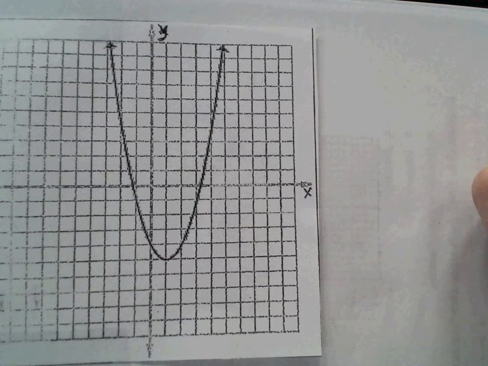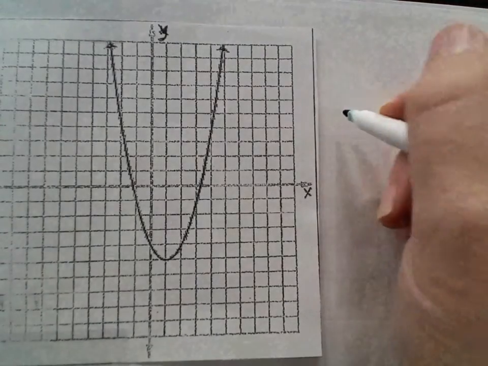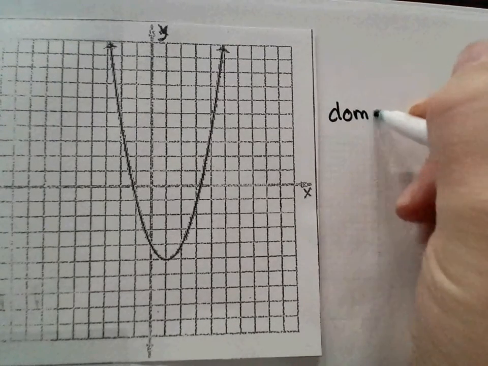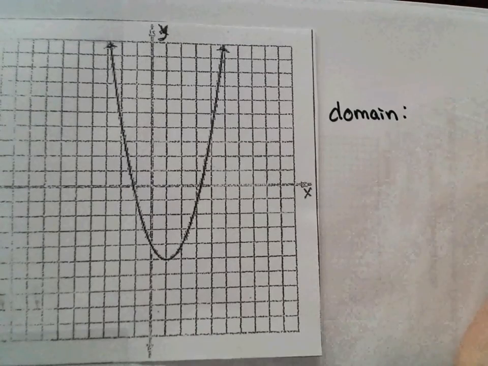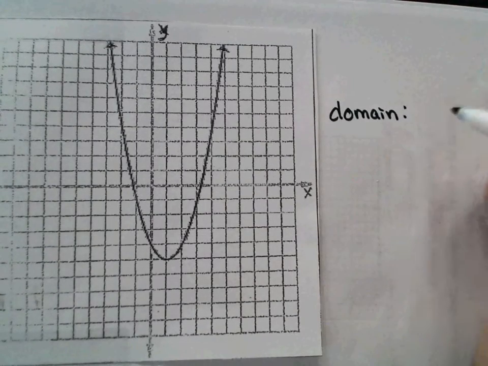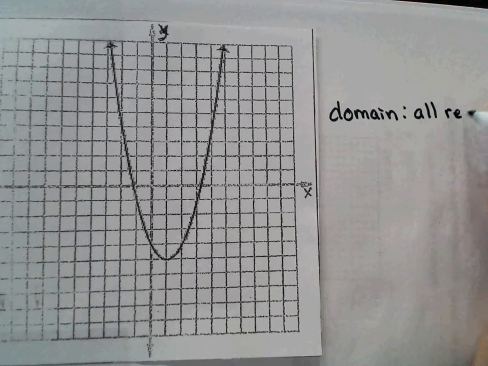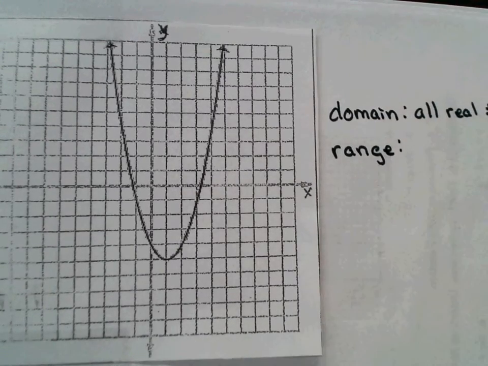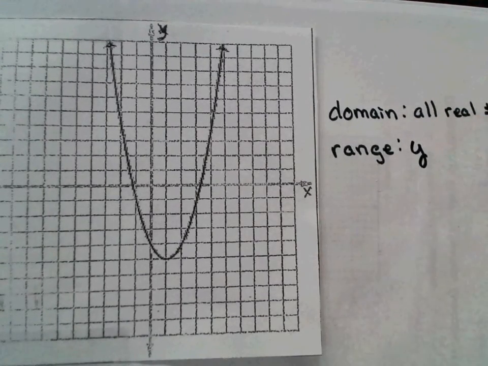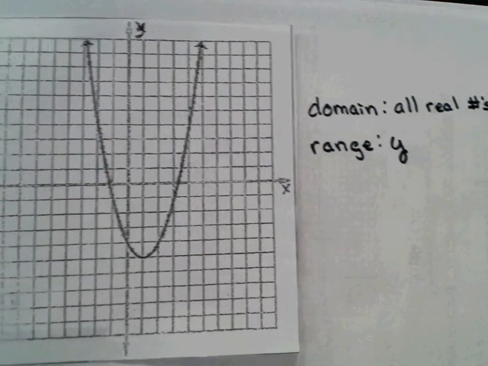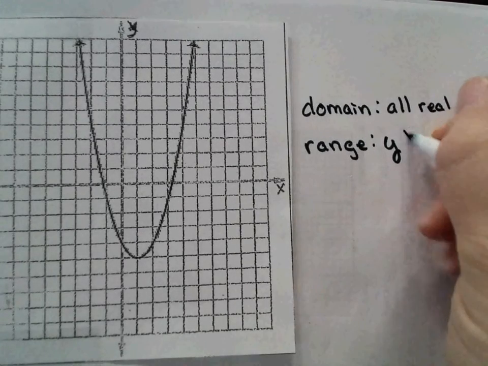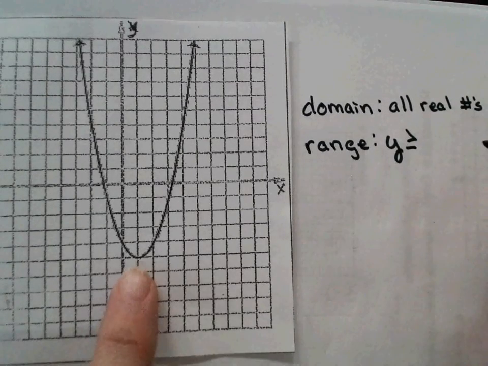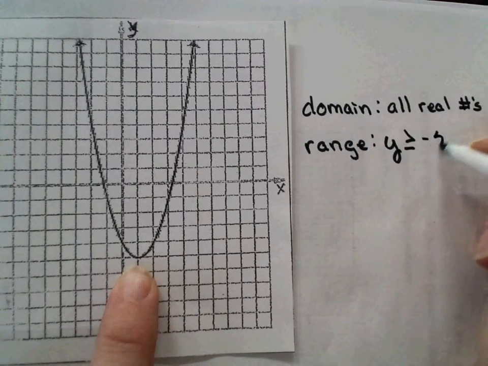The other thing that we did last week was we did domain. What is the domain of all parabolas? All real numbers. And the range of this parabola. So the range is always going to be a y value. So it's going to be y is, since it's opening up, is that going to be greater than or less than? So greater than or equal to, and your y value was -5. Okay.